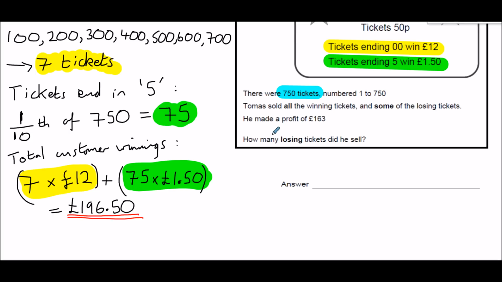Now, it mentions profit of £163. We need to think about what profit means. Profit, in its simplest terms, is money you take in less money paid out. So there's a difference between how much money you bring in and how much money is paid out, or how much money is lost. So what do we know here? We know the profit is 163.